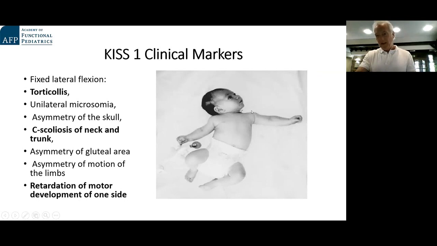The baby will tend to look and move this side and will tend to progressively ignore this side, which is a real issue with those things. And so we'll get retardation of motor development on one side. If they get that, can you think about what might develop over the longer term?